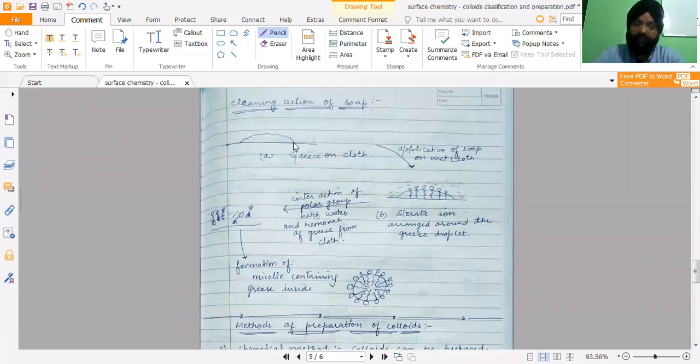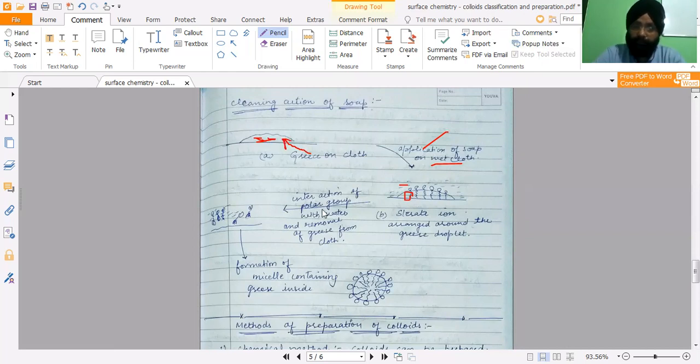So this is an example. This is a grease stain on the floor. When we apply soap on a wet floor, what will happen? The water-loving part outside keeps itself outside, and the water-hating part, like dissolves like, as this is non-polar, grease is non-polar, stain is non-polar, dirt is non-polar. So the non-polar part embeds into the grease.